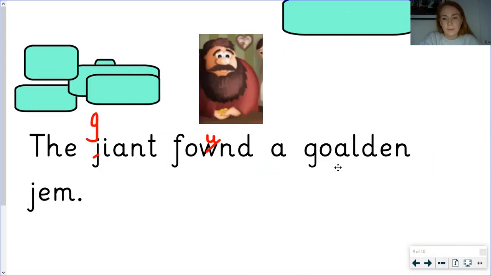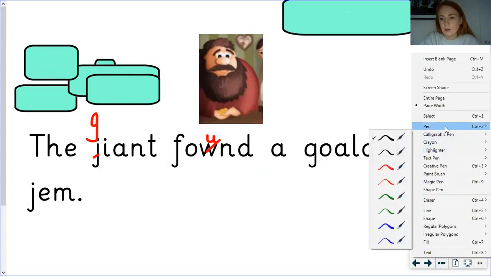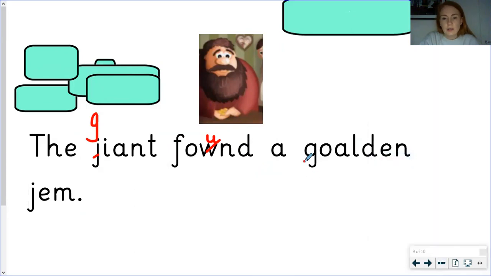Golden gem. Now let's have a look at golden. That does not look like G-O-L-D-E-N. Oh, it's the single O. This just makes an O sound, just the phoneme on its own. And again, I've forgotten, it is a G. How did you get along? And I've got a full stop. How did you get along with that sentence?